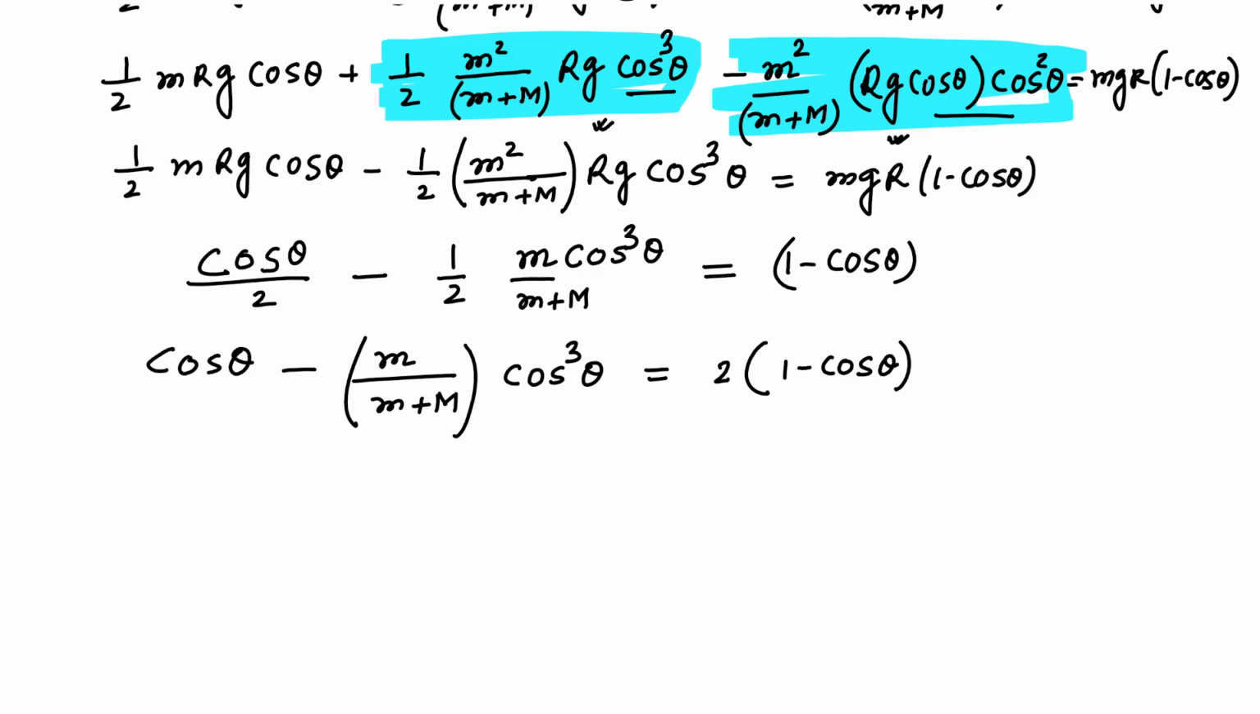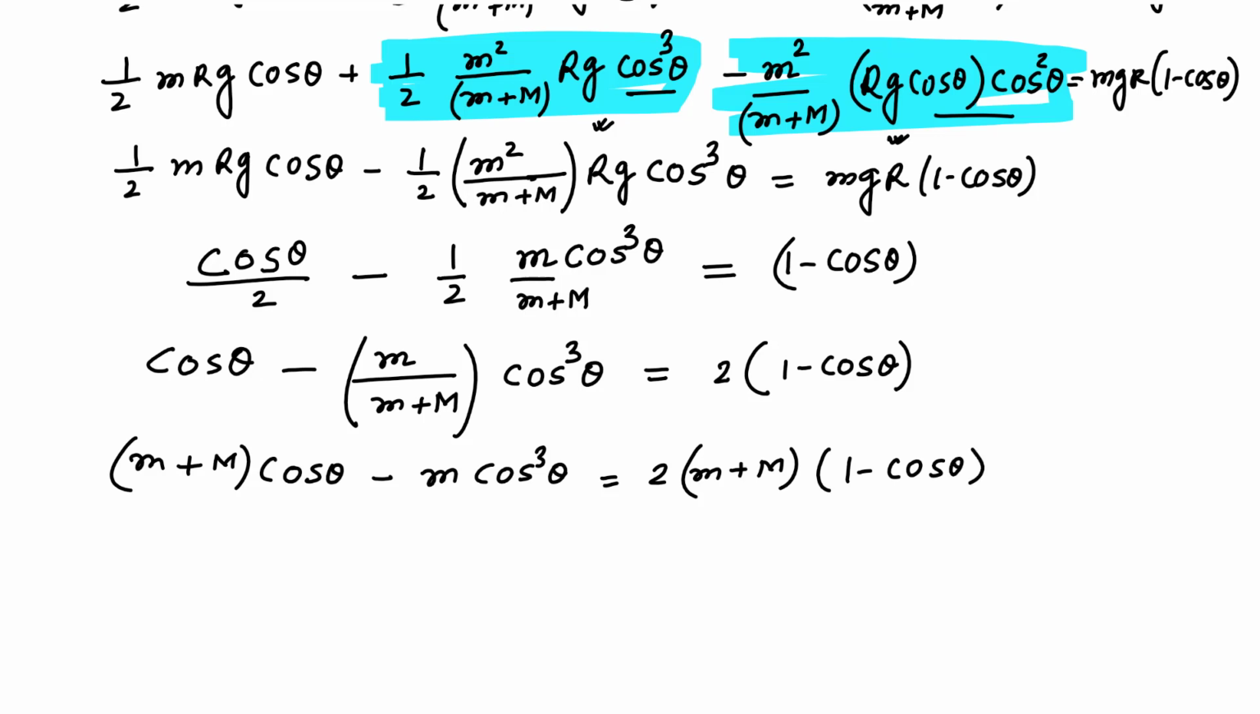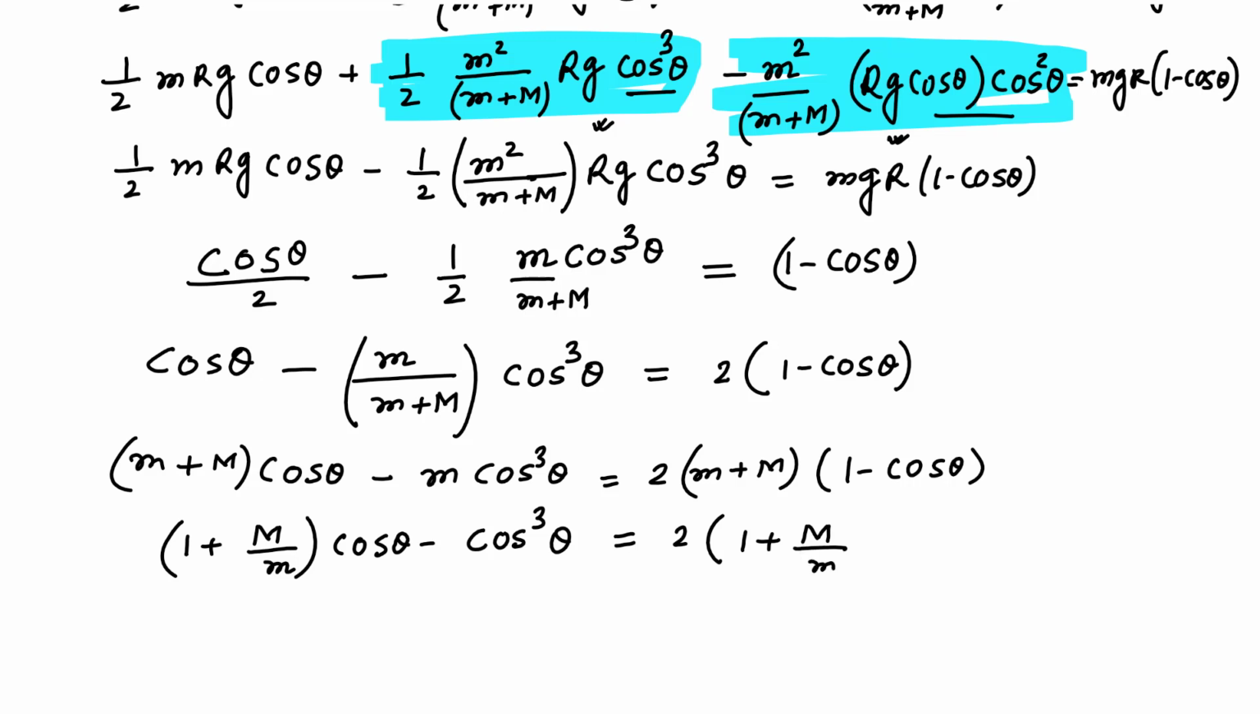We can further simplify. So we can multiply (M plus m) into cos theta minus m cos cubed theta, which equals 2 times (M plus m) into (1 minus cos theta). If I divide by a small m throughout, we will have (1 plus M by m) times (cos theta minus cos cubed theta) equals 2 times (1 plus M by m) times (1 minus cos theta). So let us assume we are defining a term.